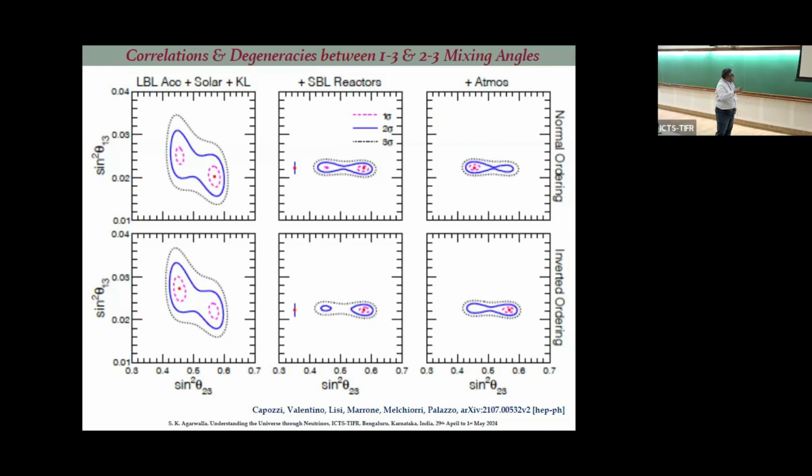In this panel, they have used the data from long baseline accelerator, solar, and KamLAND. So no information from reactor in this panel. What are the three lines, by the way? One is at 1 sigma, another is 2 sigma, and the black one is 3 sigma, right? These are at what confidence level? What is the region allowed at different confidence levels? And this dot is the best fit from the global fit.